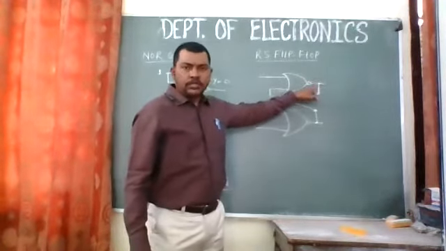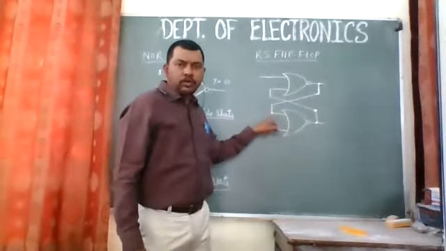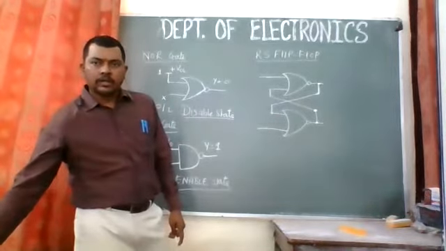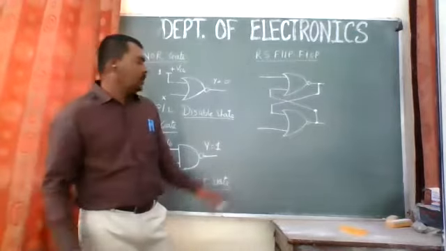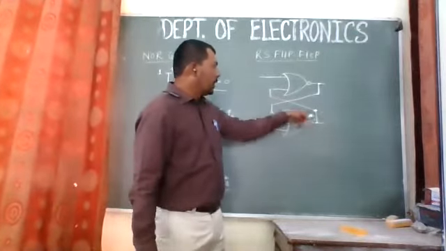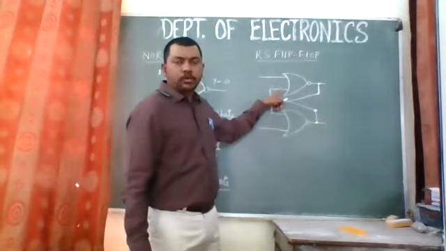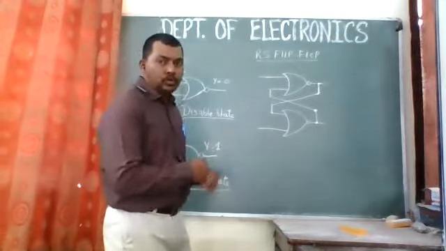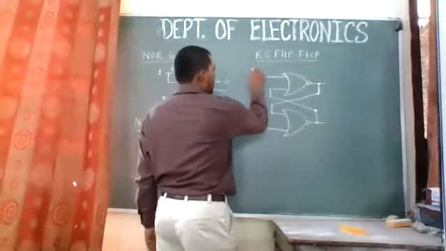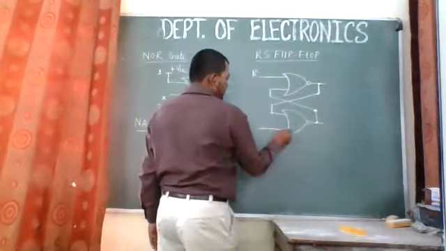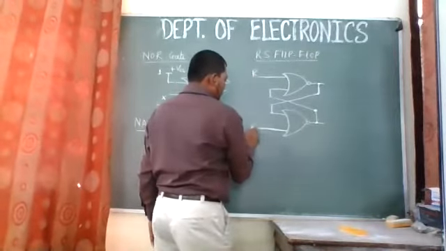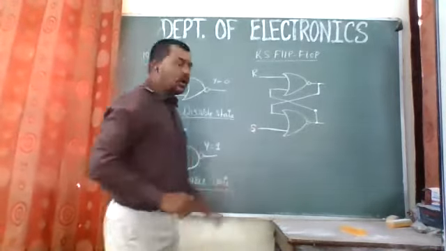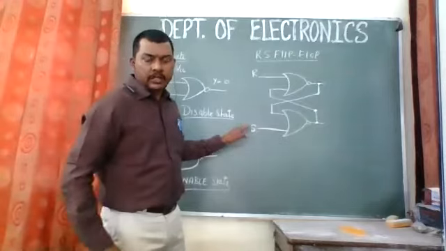The output of the first NOR gate is being fed back to the input of the second NOR gate, whereas the output of the second NOR gate, as you can see, I'm feeding back to the input of the first gate. So I will name this: I'm putting here the name R, and here S. Why I'm putting R and S, I will also tell you. R means reset and S means set, right?